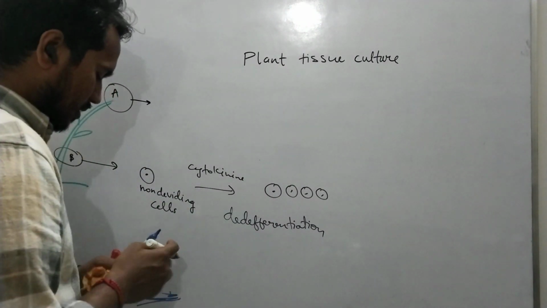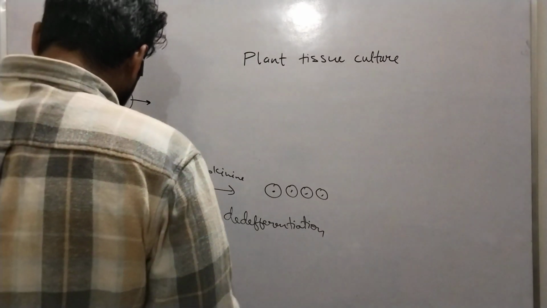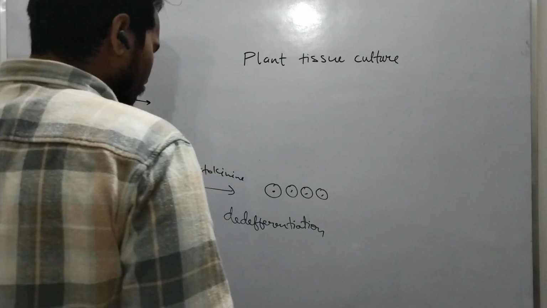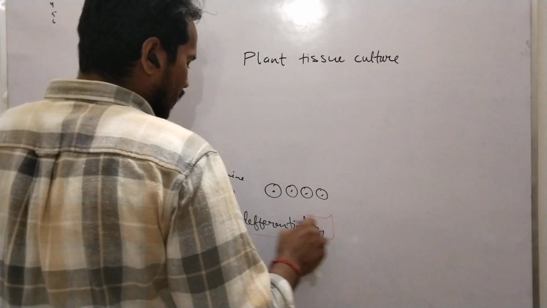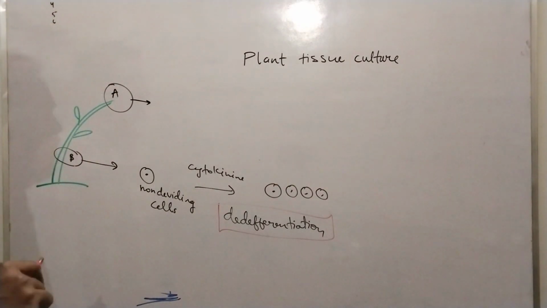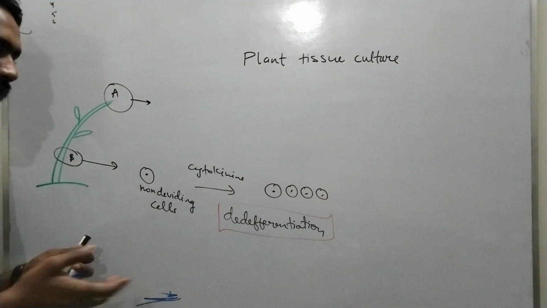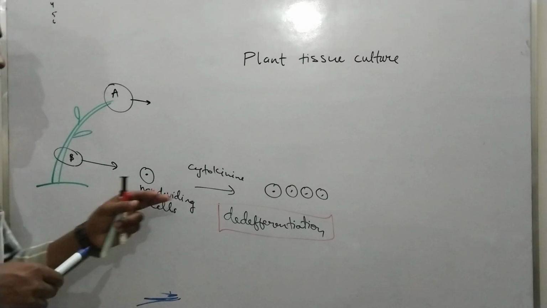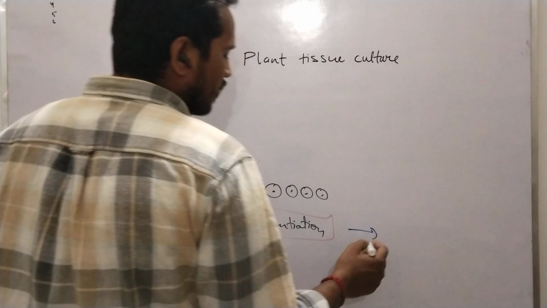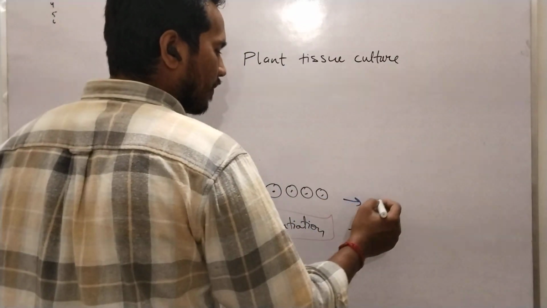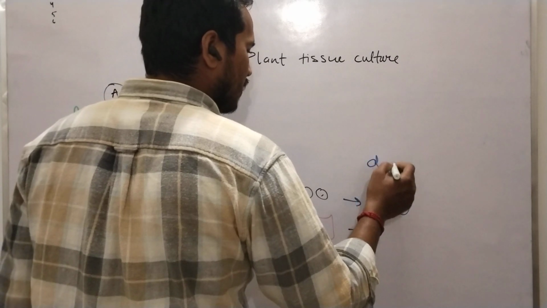You can write it here. De-differentiation. So first what we have to do? We have to attain the de-differentiation. Then only we can go for the further movement. So again, after being a de-differentiated cell, it will be transformed into a proper defined cell.